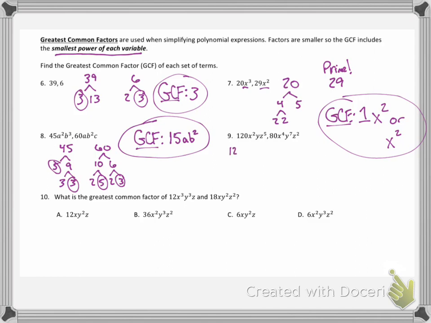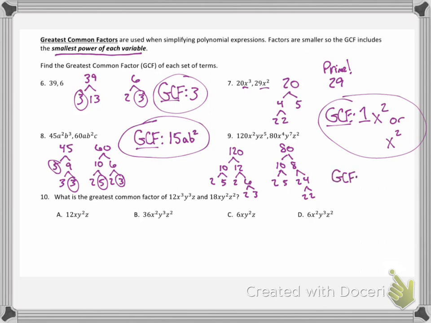And last but not least, let's break apart the 120 and the 80 in number 9. So 120 will break apart to 10 and 12. We can see how 10 breaks down. 12 will break down into 2 and 6. We know how 6 breaks down. So 80, that can break apart into 10 and 8. We know how 10 breaks down again. 8 is 2 and 4, which gets me 2 and 2 when I break down the 4.